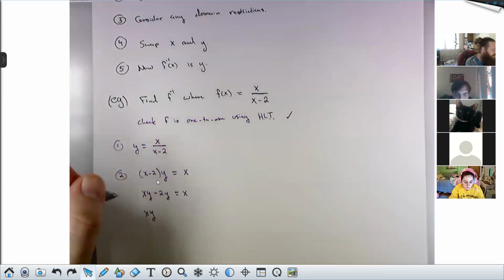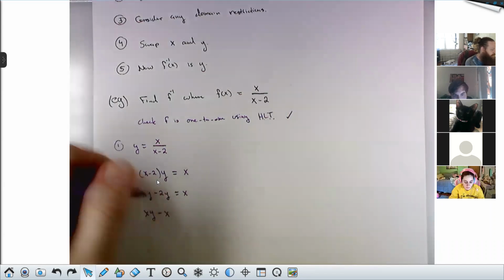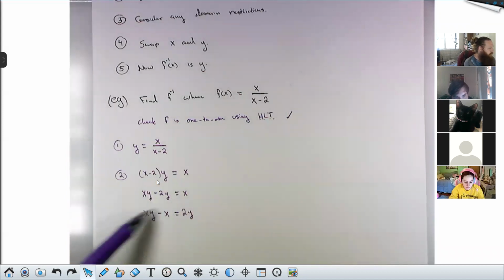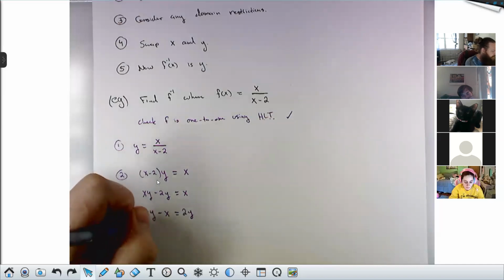So xy stays on the left. I'm going to subtract this x over here, and I'm going to add this 2y over here. Now, every term which has an x is on the left, and every term which doesn't have an x is on the right. I've separated out terms that have x's and terms that don't have x's. The reason that's nice to do is because now I can factor an x on the left.